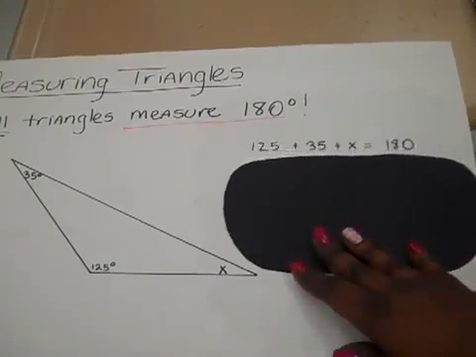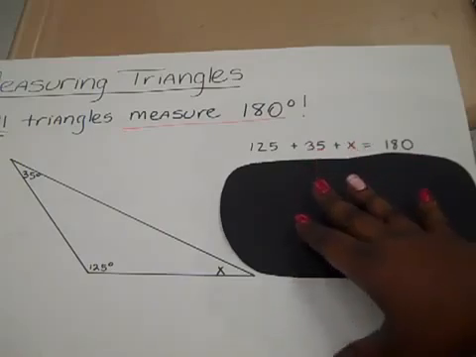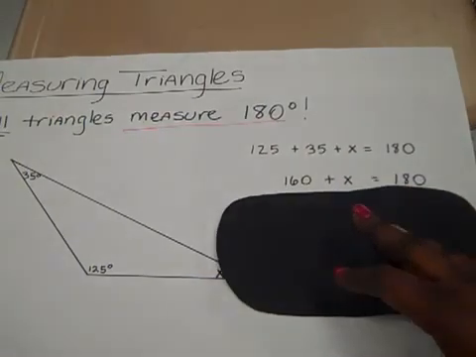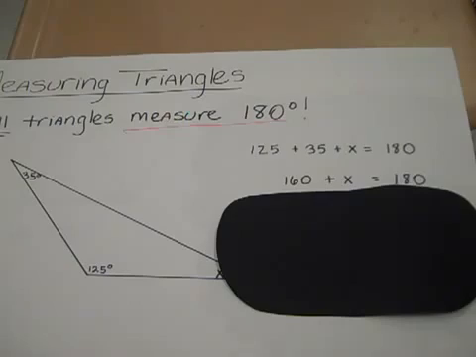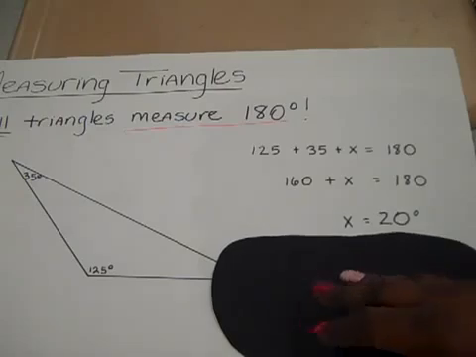We'll set all three angles equal to 180 degrees. Then we would combine our like terms, 125 and 35, to get 160 plus x equals 180. Now you have a one-step equation. You should remember to do the opposite operation, and you'll figure out that x must be 20 degrees.